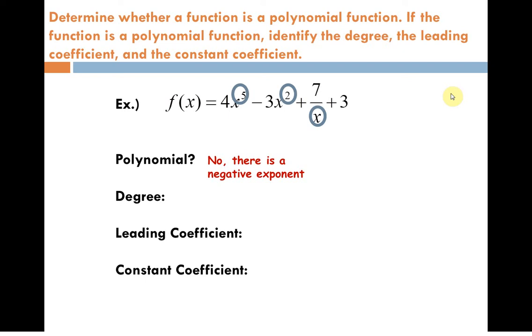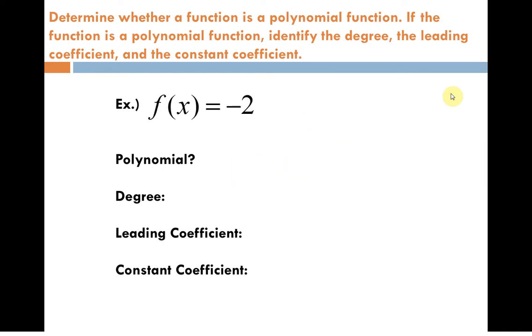So no, it's not a polynomial, so we can't answer anything else. You would just write NA, not applicable. You would explain why. You would say no because there's a negative exponent.